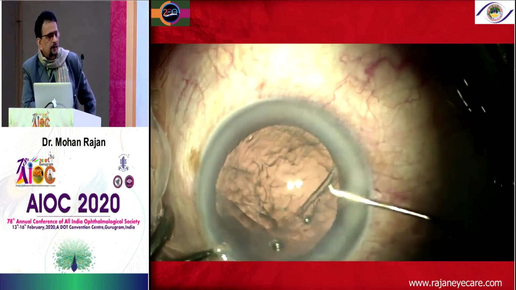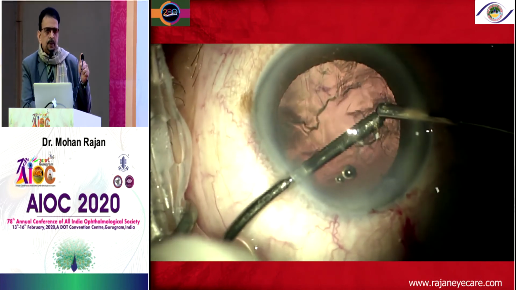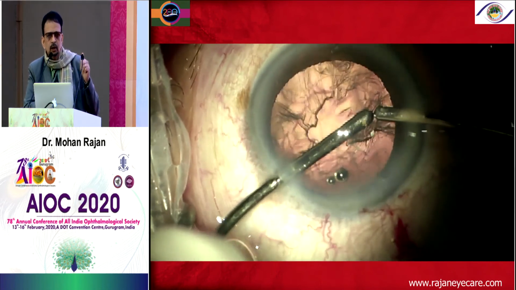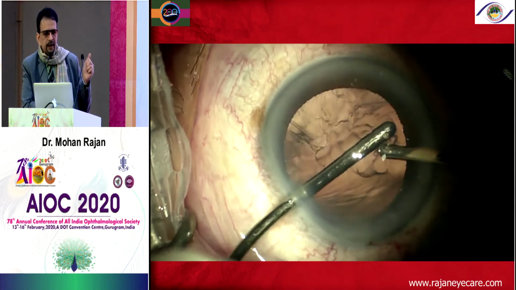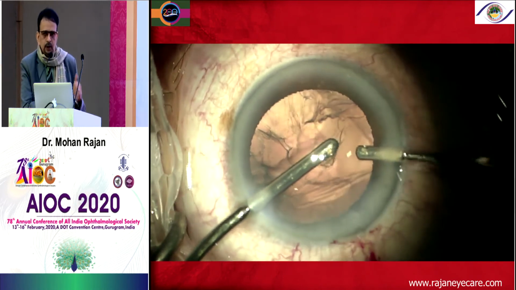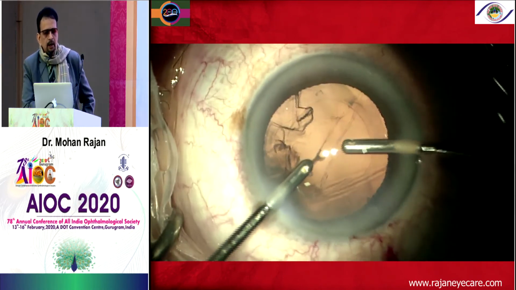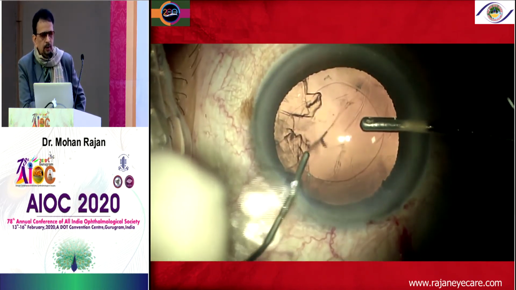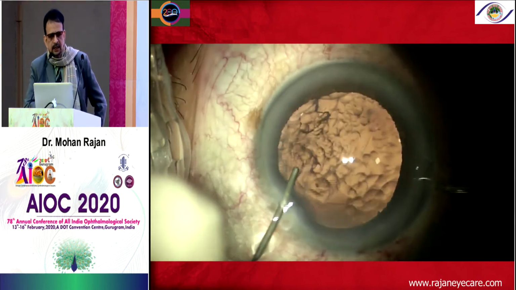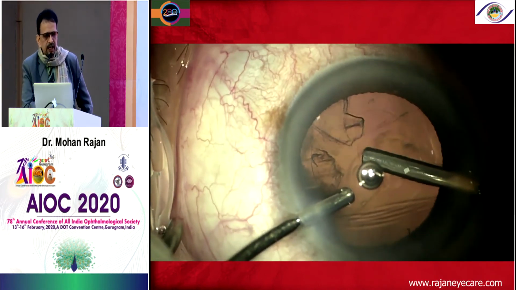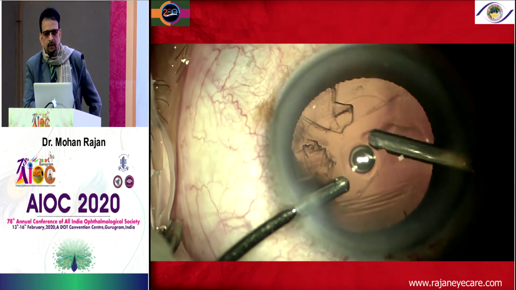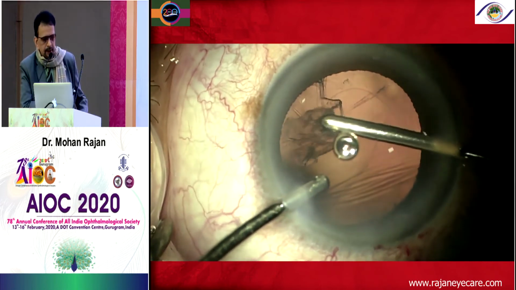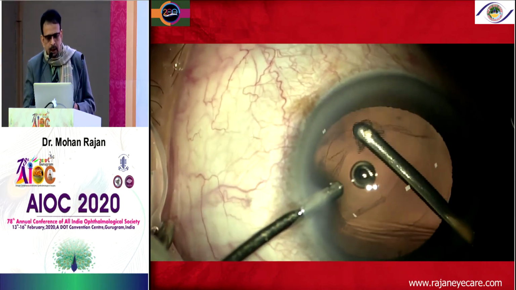Don't use Mirocell sponges, don't use cotton buds, or don't use Vannas scissors for removing the vitreous. And always use only automated vitrectomy. All the phaco machines are now equipped with posterior vitrectomy cutters as well. You can see here I'm removing the vitreous first, and every time I come out of the eye, inject viscoelastic, and then go ahead and do the lens.